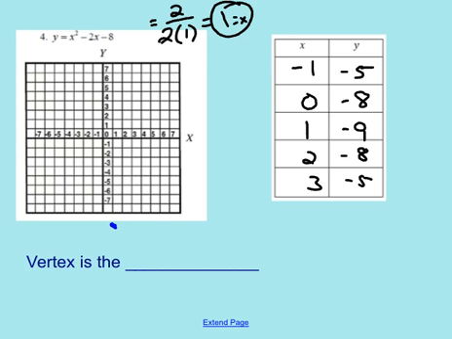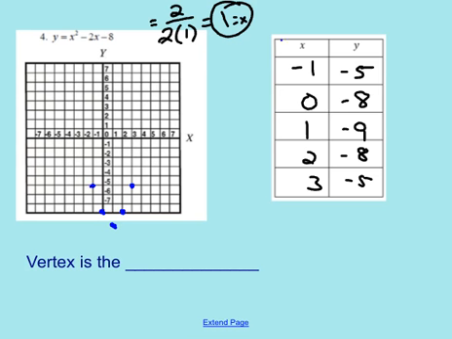Now, let's look at this. 2, -8 is right here. 3, -5 is right here. Okay, 0, -8. -1, -5. Hey, I'm going to do something fun. Ooh, that does not look right. I had this point wrong. 0, -8 is right here. This one is right here.